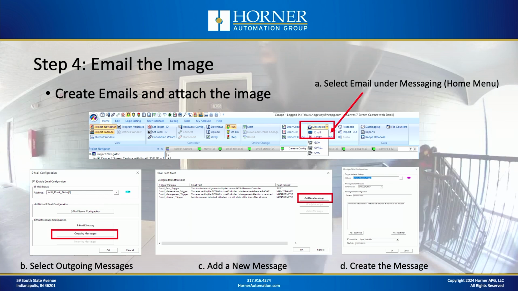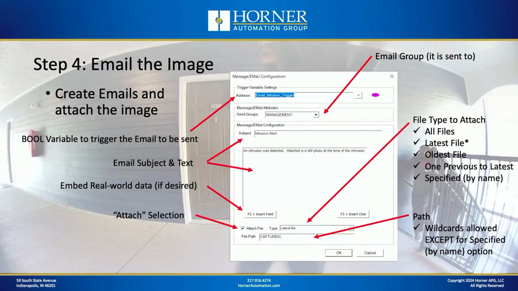You're going to add a new message, and then configure or create a message that is basically a notification that, hey, something has occurred and we've got a still image attached to this email that is showing you a still from the video camera. On the next screen, I'm giving you all the details on how to set up that specific email with the file attachment. You can see here all the details with this particular dialog.